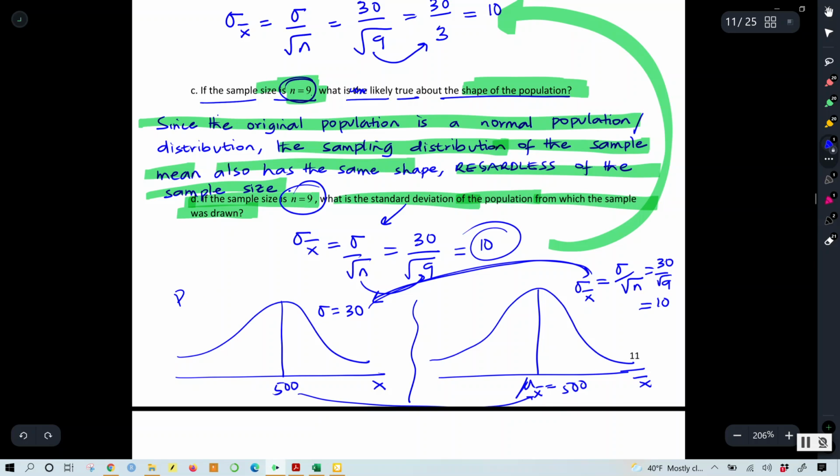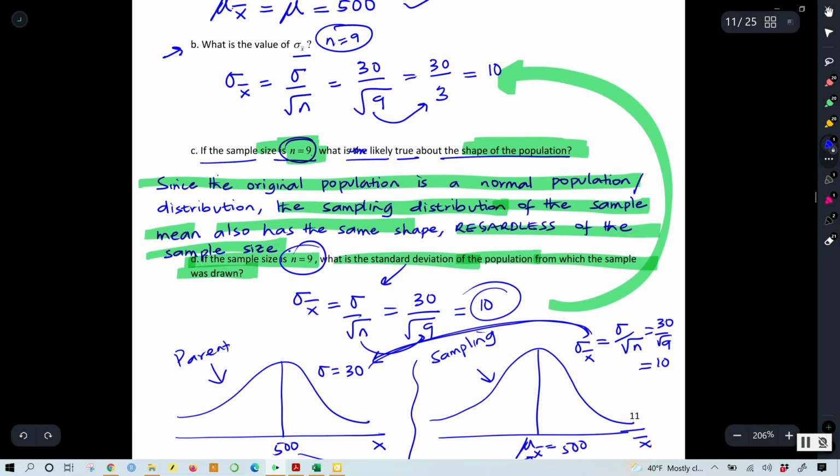So, parent distribution, then the derived sampling distribution. That is it. That is the gist of this page.